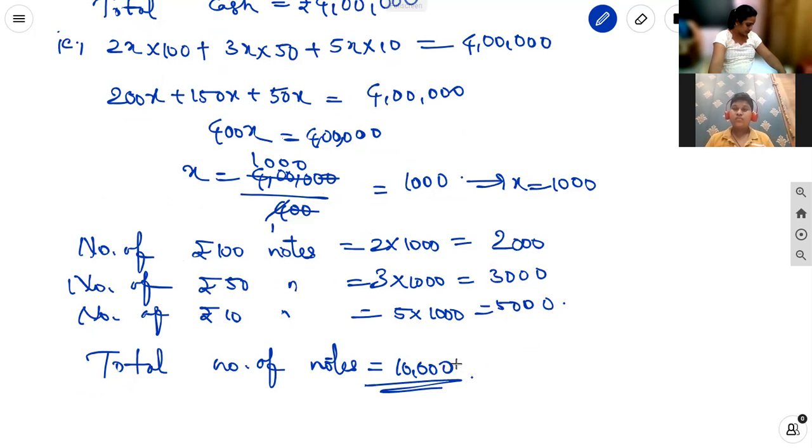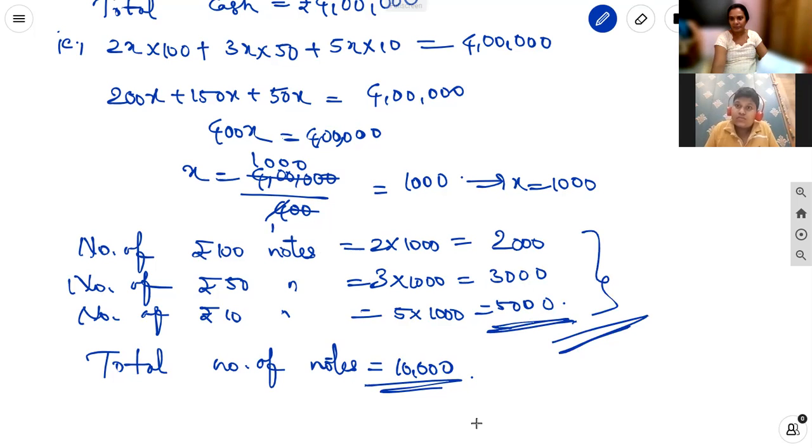What they are asking here is how many notes of each denomination she has. So here 100 rupee notes 2000, 50 rupee notes 3000, 10 rupee notes 5000. The total is 10,000, but they are asking only for each denomination. So that is the answer.